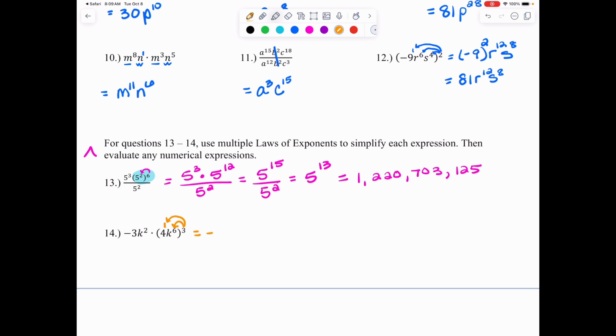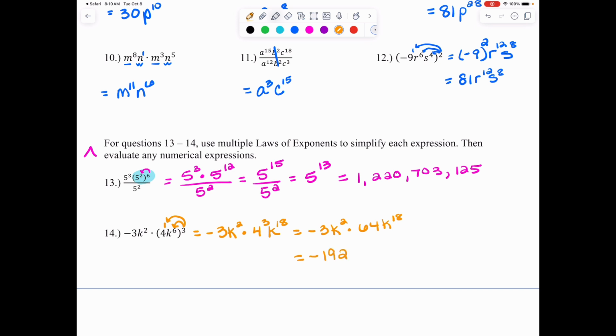So this problem is now negative 3k squared multiplied by 4 to the third, and then k to the 6 times 3 would be 18. 4 to the third is really 4 times itself 3 times. So this is really negative 3k squared times 64k to the 18th. So now we can multiply our coefficients. Negative 3 times 64 would be negative 192.